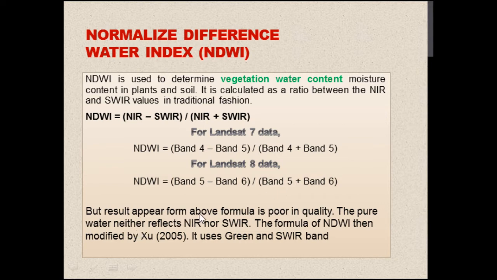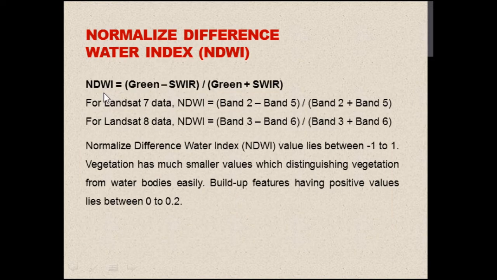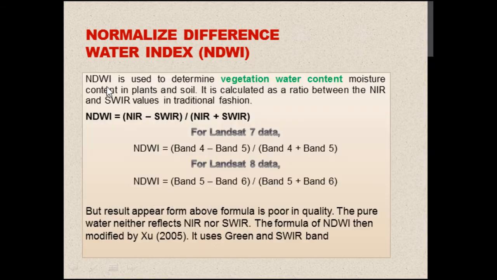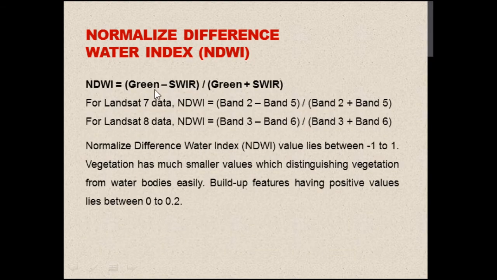But the result from these two formulas is poor in quality, because pure water reflects neither NIR nor SWIR. So the formula of NDWI was modified by Xu in 2005. The NIR band brings a result of poor quality, so Xu modified it in 2005 by replacing the NIR band with the green band. The NDWI according to 2005 can be created in this way.